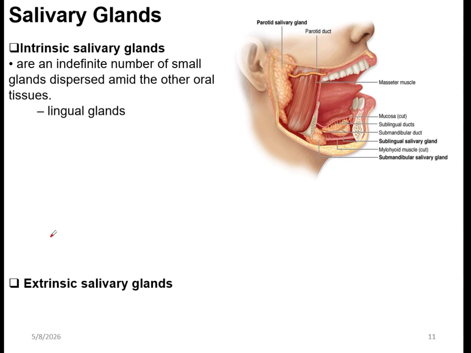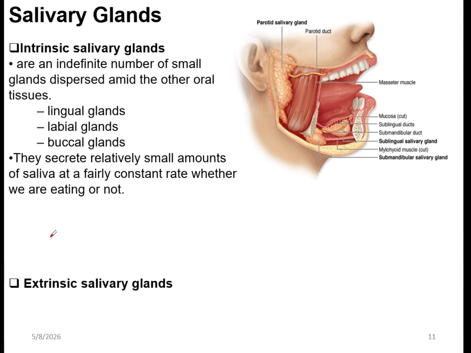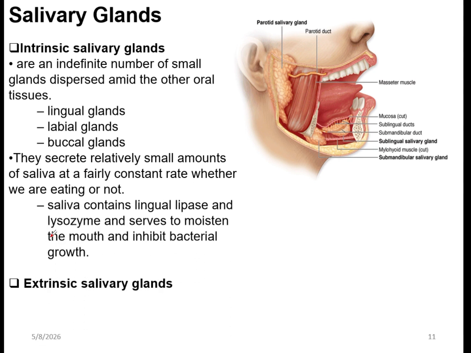Okay, so we have lingual glands, labial glands, and buccal glands. They generally secrete a relatively small amount of saliva at a fairly constant rate whether we are eating or not, right? Saliva contains lingual lipase and lysozyme, which serve to moisten the mouth and inhibit bacterial growth, right?